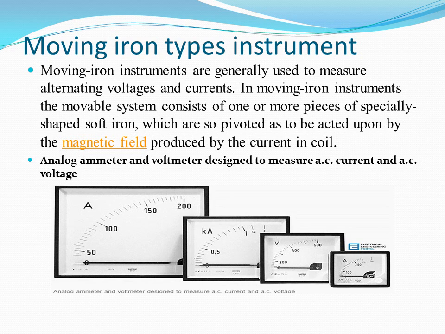Next topic is moving iron type instruments. Moving iron instruments are generally used to measure alternating voltages and currents. In moving iron instruments, the movable system consists of one or more pieces of shaped soft iron which are so pivoted as to be acted upon by the magnetic field produced by the current in the coil.